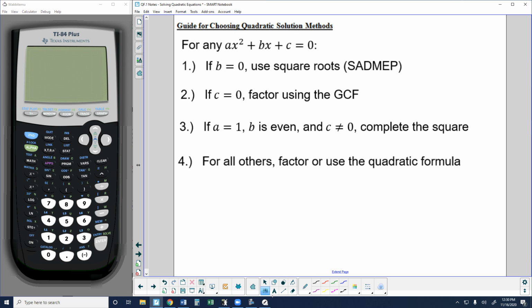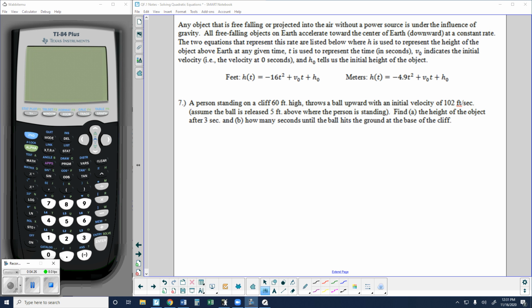So these are some guidelines for choosing a quadratic solving method that's going to allow you to complete problems quickly, efficiently, and with accuracy. Now let's move on and do a little bit of work with some word problems.